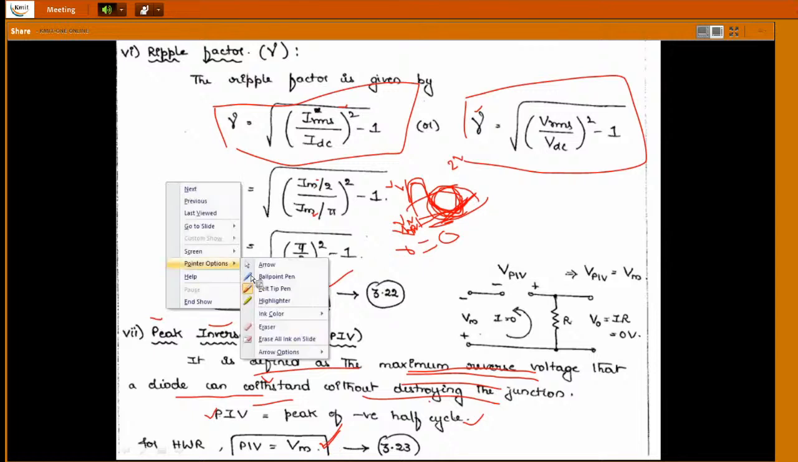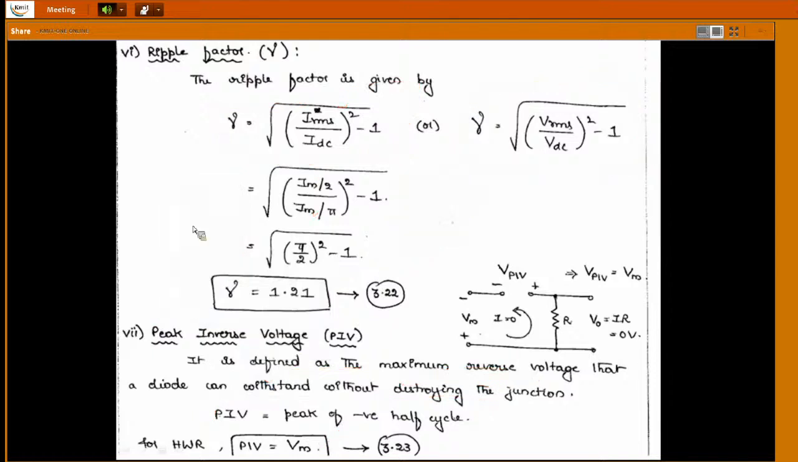Now once again I will write all the things I discussed till now. What is our DC current? IDC is given by Im by pi. Second, IRMS is given by Im by 2, or VRMS is given by Vm by 2, or VDC is given by Vm by pi. Next, the fourth one is efficiency. What is the efficiency of a half wave rectifier? It is 40.6 percent only.